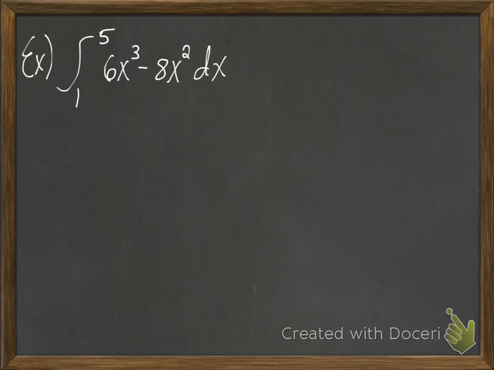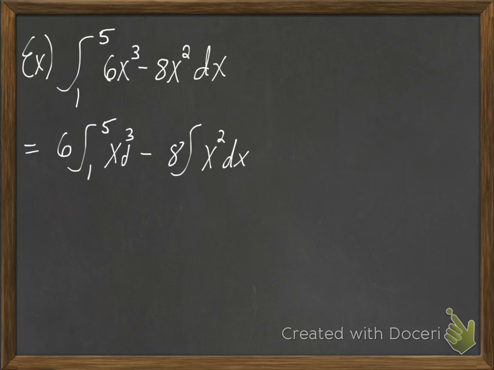So here we have now a definite integral, 6x cubed minus 8x squared dx. Again, if it helps you stay more comfortable when you're doing these, you can break that apart and just do each piece. So here we're doing the integral of x cubed. So we'd add 1 to the exponent, divide by it.